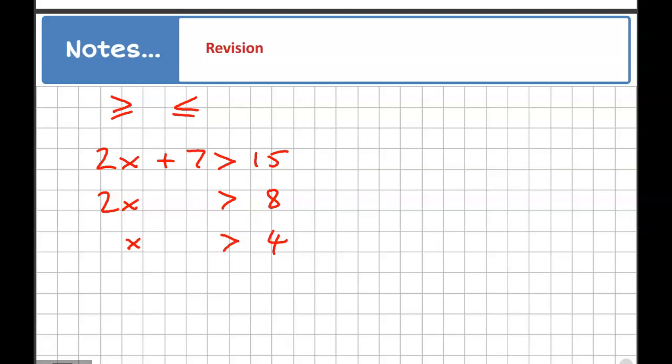There is one thing to be aware of with inequalities, and I'll mention that in a moment, but apart from that, you can treat it just as if it was an equation and go through the process in the same way, doing opposite operations on a balanced process to get your final answer of x is greater than or less than a certain number.